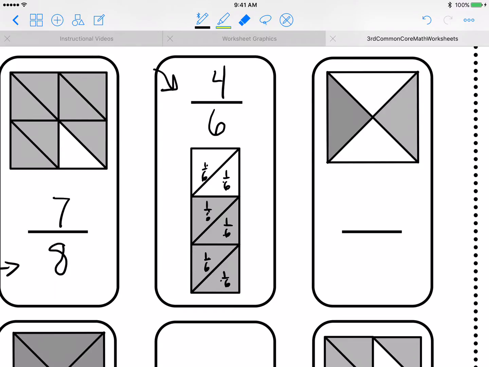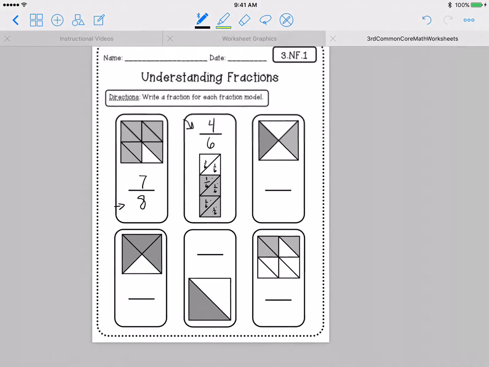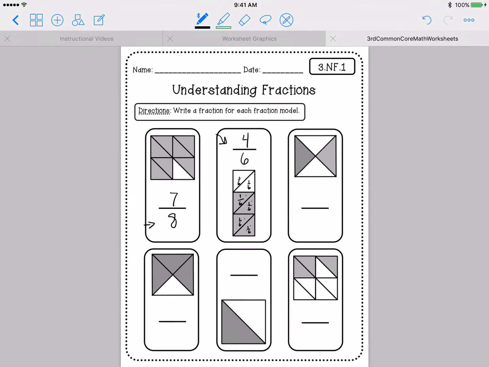So how many of those 6 are shaded? Well, this one, this one, this one, and this one. So 4/6 are shaded. You all are going to practice the rest of these on your own and then come show us and we'll help you out.